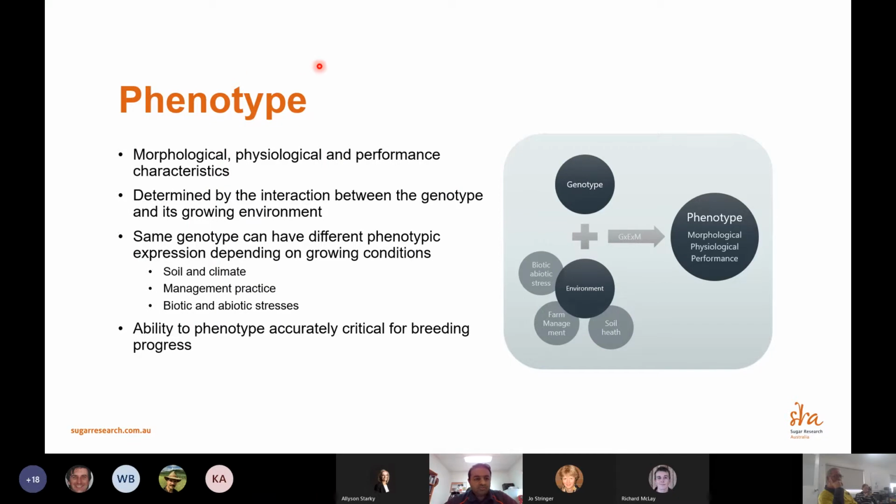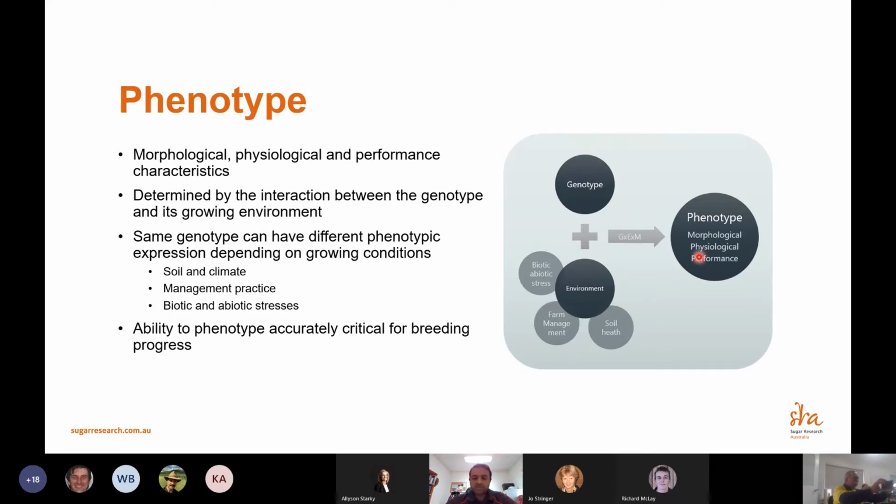So what is a phenotype? Phenotype is the morphological, physiological, and performance characteristics of a plant. And it is the result of combination of the genetic makeup of the plant and how it interacts with its growing environment, which could be the soil, the farm management, or its interaction with biotic and abiotic stresses. So those interactions lead to the phenotype.